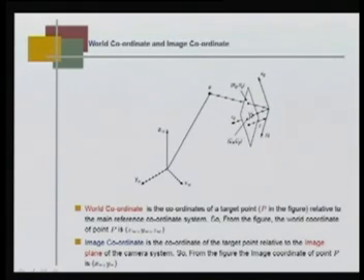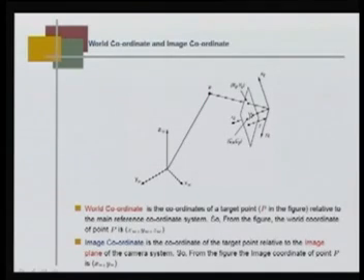Camera is also located in a specific frame which is XC, YC, ZC, that is the camera frame. If I put camera as the reference frame, that is XC, YC, ZC. So, the world coordinate is the coordinate of the target point relative to the main reference coordinate system. So, from the figure the world coordinate of the point is XW, YW, ZW.